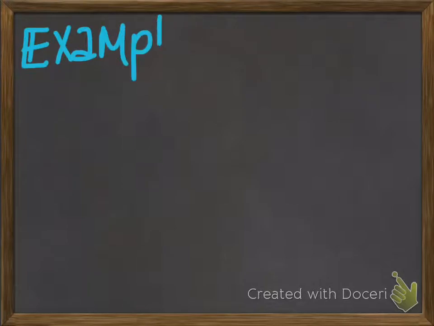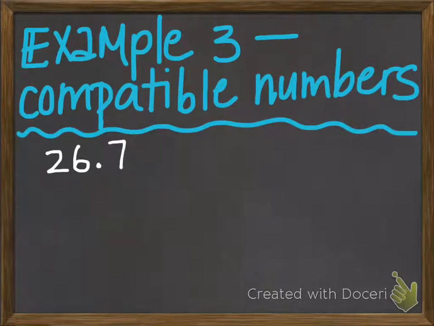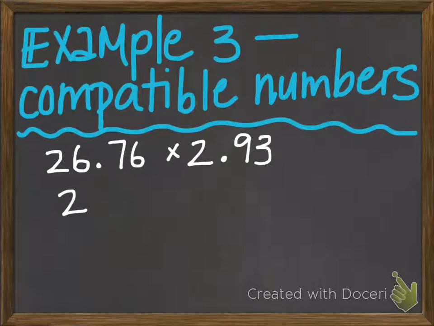Okay, our last couple of examples here are on compatible numbers. So this is example 3 in the book. So my first problem, I have 26 76/100 times 2 93/100. I want to find numbers that are compatible. This means numbers that are easy to multiply or divide.